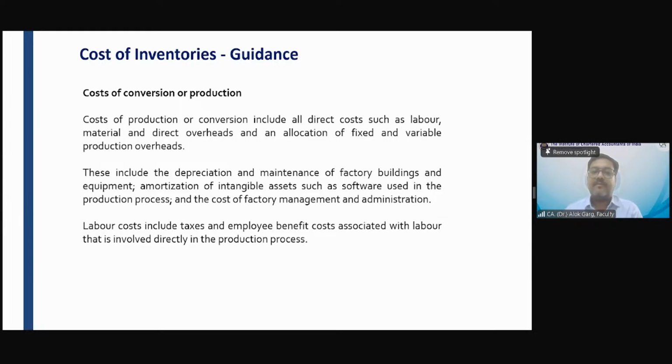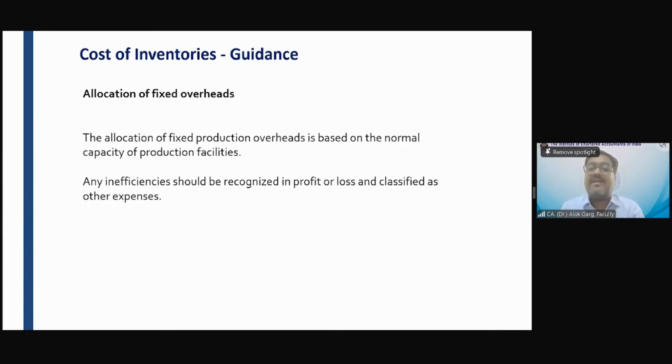Now, how are the fixed overheads allocated? For example, there is a rent of the factory in which the production is going on. The rent is 1 lakh rupees.